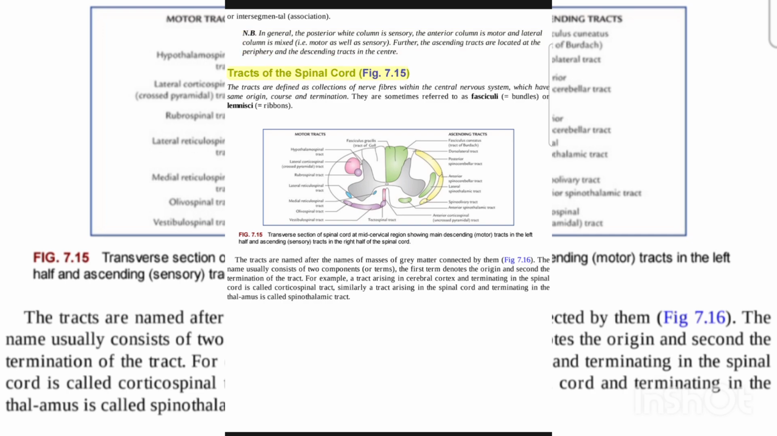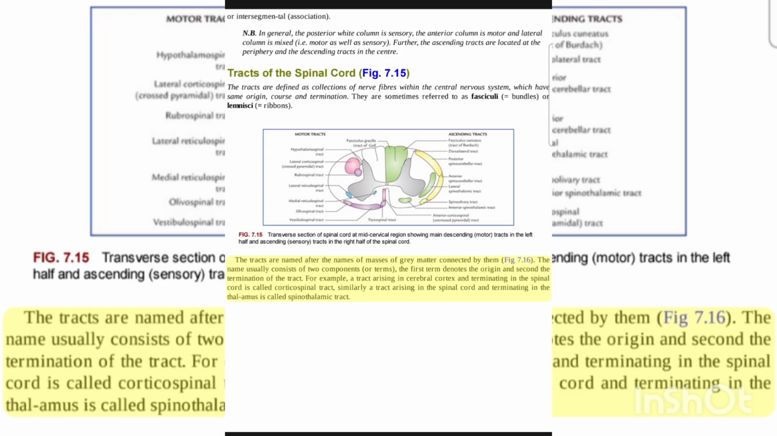Tracts of the spinal cord. The tracts are defined as collections of nerve fibers within the central nervous system, which have the same origin, course and termination. They are sometimes referred to as fasciculi, bundles, or lemnisci, ribbons. The tracts are named after the names of masses of gray matter connected by them, Fig. 7.16. The name usually consists of two components, or terms. The first term denotes the origin and the second the termination of the tract.